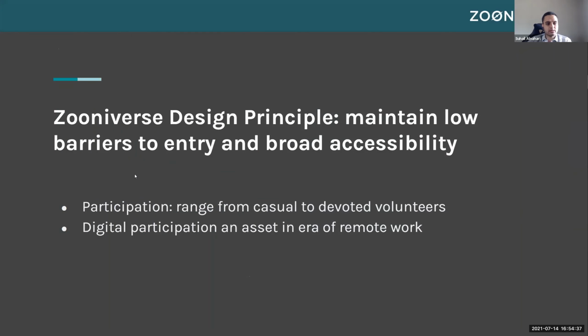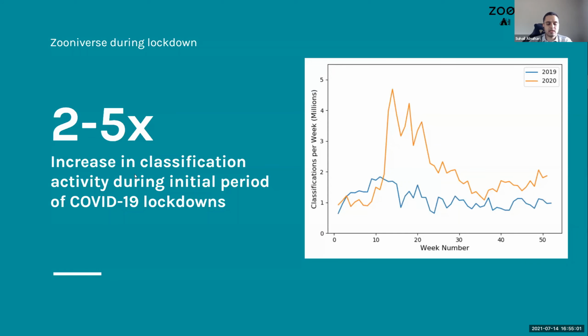So to conclude, I just want to point out that one of the main Zooniverse design principles is to maintain low barriers to entry and broad accessibility, which is we want our volunteers to be able to access data and research, and we want our scientists to easily create projects, and really everyone to create projects. And this is just to show how the Zooniverse participation was during lockdown last year, and it increased during COVID.